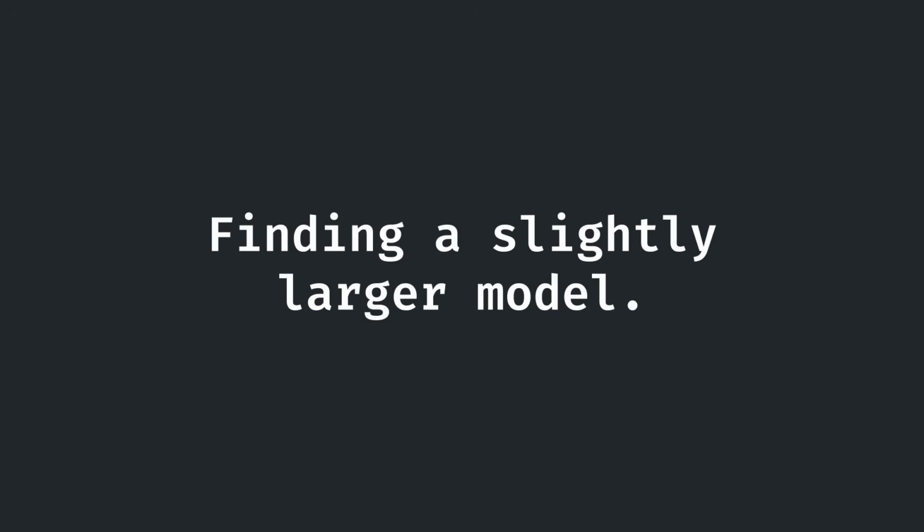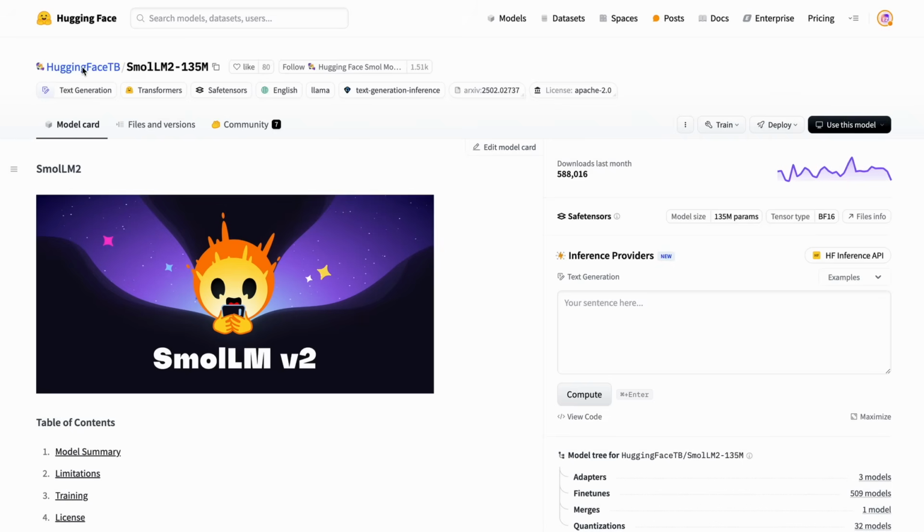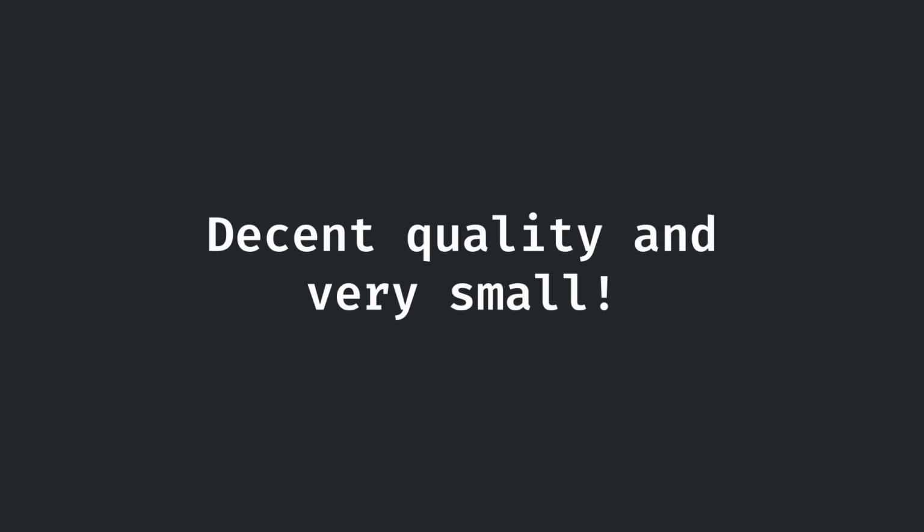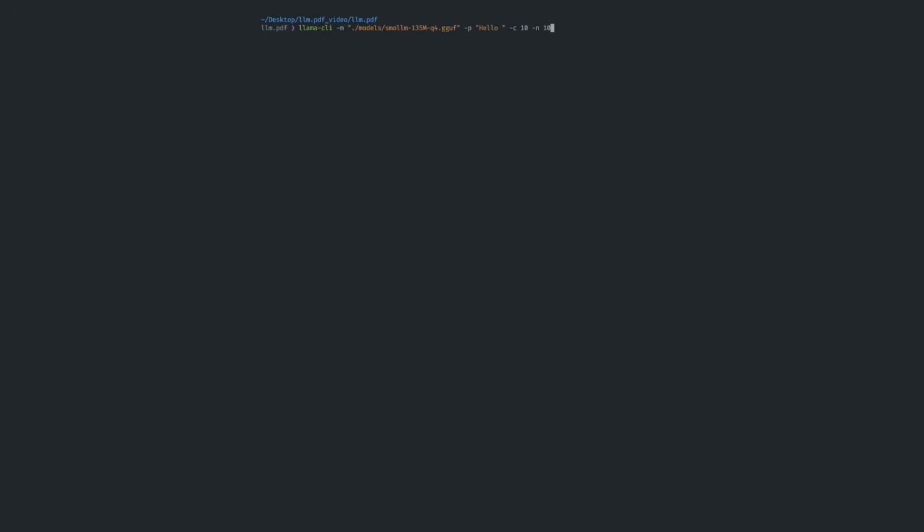Now, I went around looking for yet another model, this time slightly bigger than 10 million parameters. The best I found was a 135 million parameter model designed by Hugging Face themselves, known as SmolLM2. It was of decent quality and an absolutely tiny LLM as well. But when I tried to put it in my PDF, it complained about not recognizing the model vocabulary, which was strange since my local version of Llama CLI accepted it just fine.